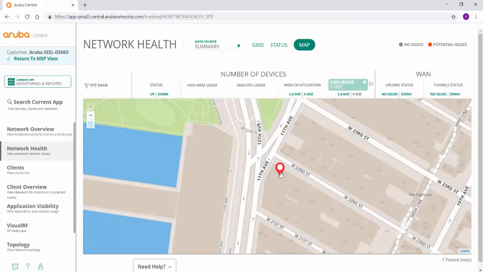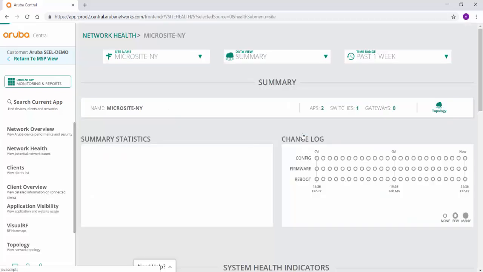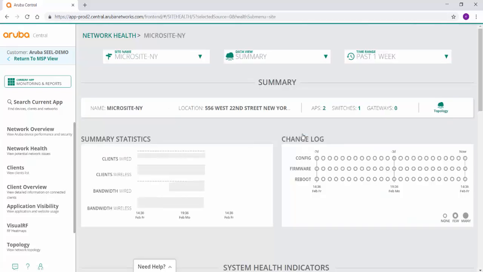We have one site, and by selecting that site, I'm now presented with a summary of the key metrics that we've been monitoring. So at a glance, I understand that we have 3 pieces of infrastructure at the New York office and they're operational. And as I scan down, my attention is drawn to the fact that there is a potential noise issue on the 5 gigahertz spectrum. So let's just go into that site and start taking a further look.